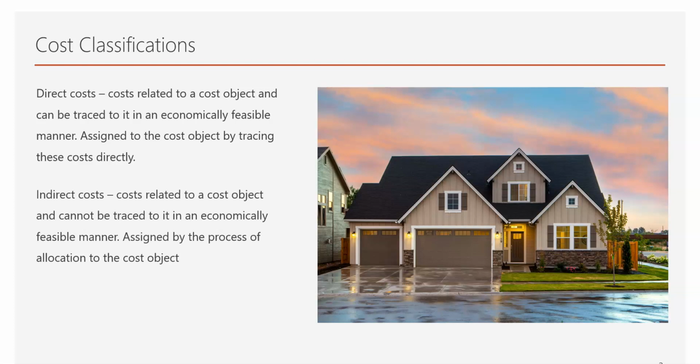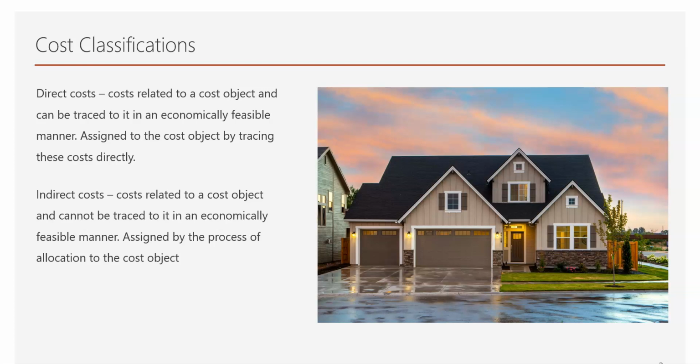And then we have indirect costs. These costs are related to the cost object, but cannot be traced to it in an economically feasible manner. These costs are assigned by the process of allocation to the cost object. So indirect costs are costs related to the building of the house in our picture here, but we cannot feasibly and economically trace these costs.